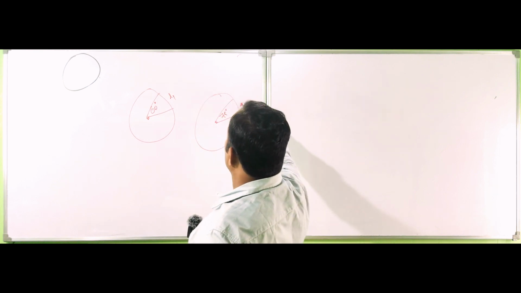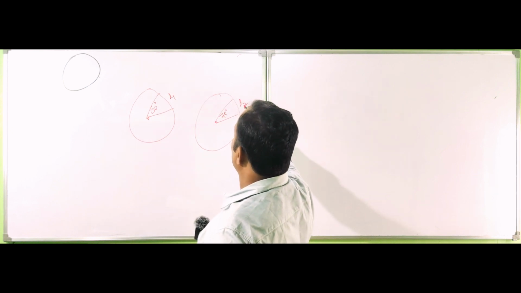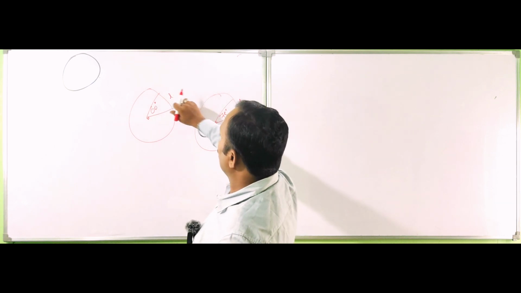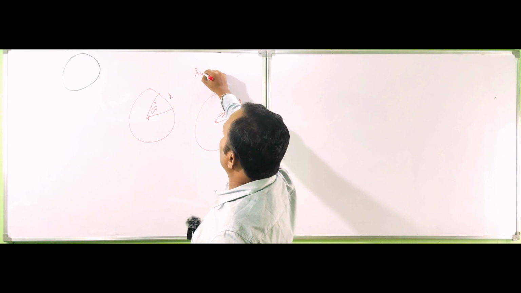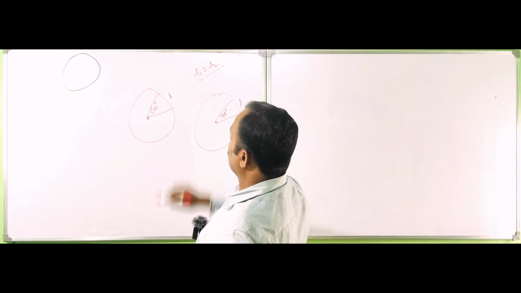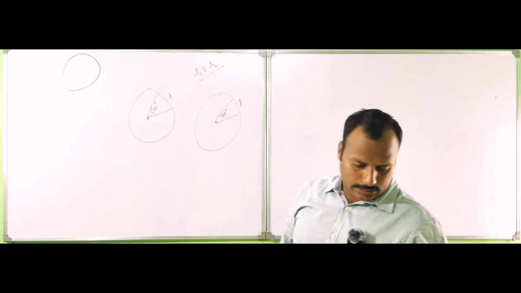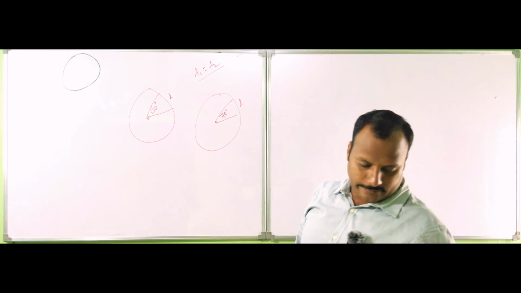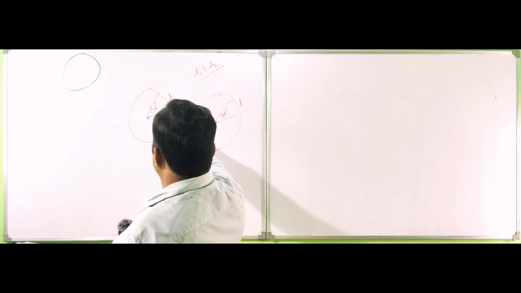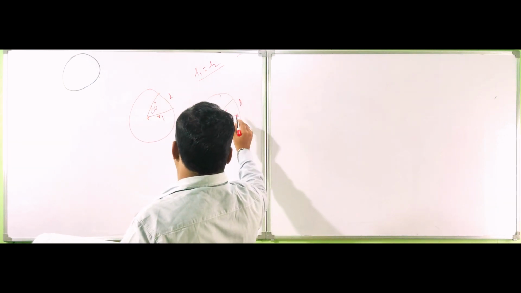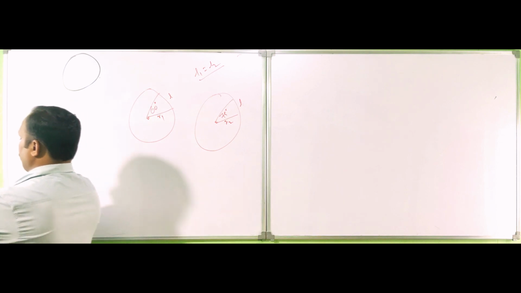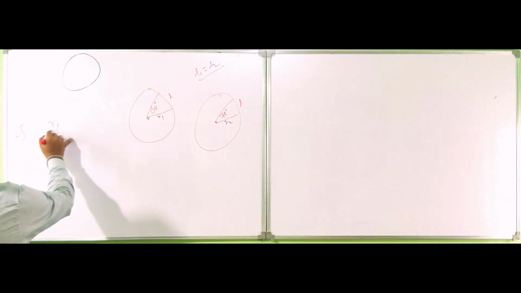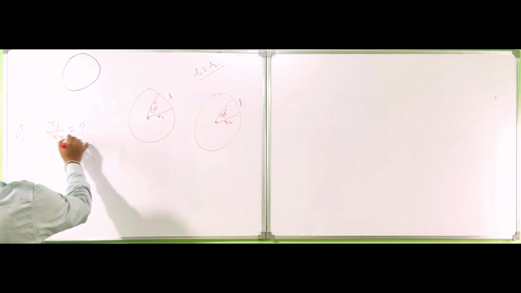L1 is equal to L2. You can write L1 equals L2, that is the condition. Find the ratio of their radii, this is R1, this is R2. You have to find the ratio of the radii. The question is, what is R1 by R2?